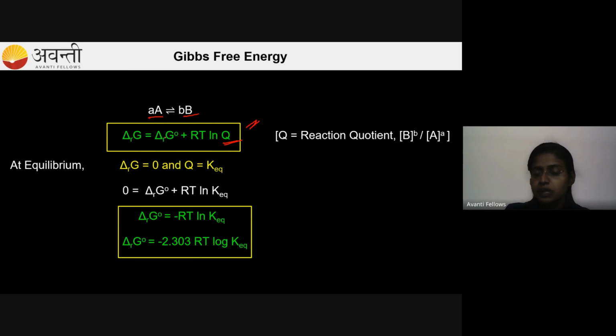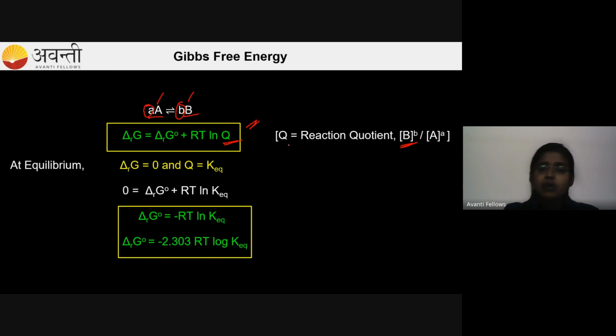So equilibrium constant or reaction quotient, they are nothing but the product of the products' concentration divided by the product of the reactants' concentration raised to their stoichiometric coefficients. So P is the product, A is the reactant, and the small a is the stoichiometric coefficient. So always we have to write the product in the numerator divided by the reactant in the denominator.